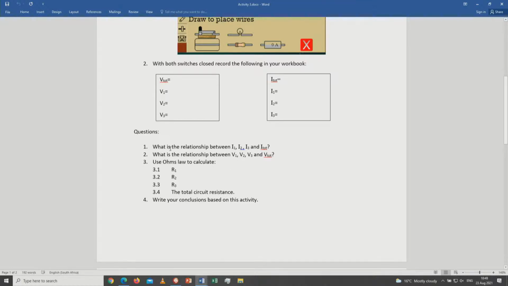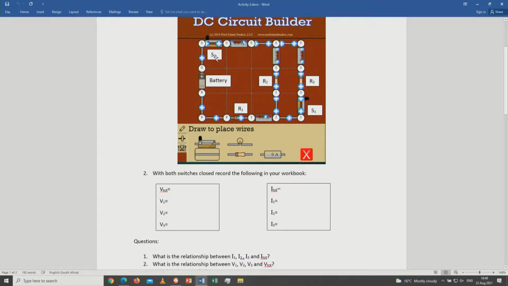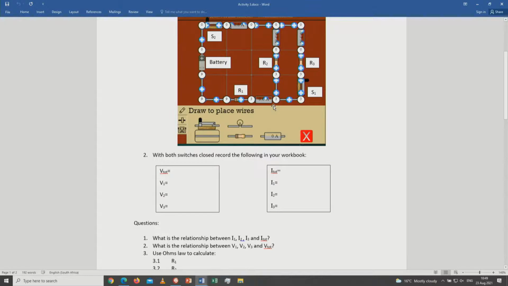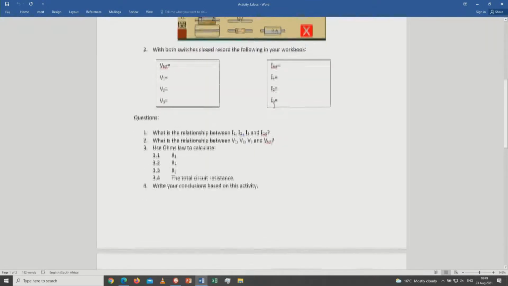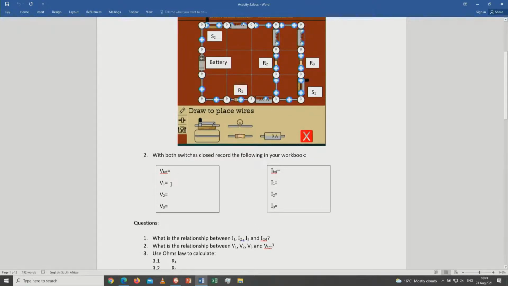So the questions here are: you have both switches closed, so switch S1 and switch S2 closed, and then you record the total voltage of the battery, V1, the voltage across the resistor R1. V2 will be the voltage across resistor R2. V3 will be the voltage across the resistor R3. And then I total will be the total current through there.